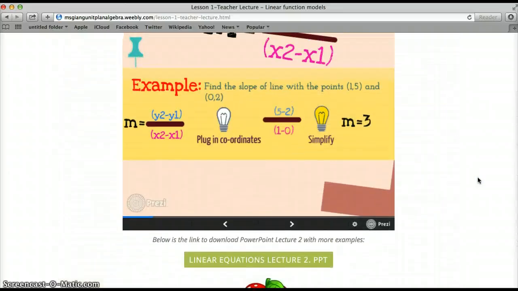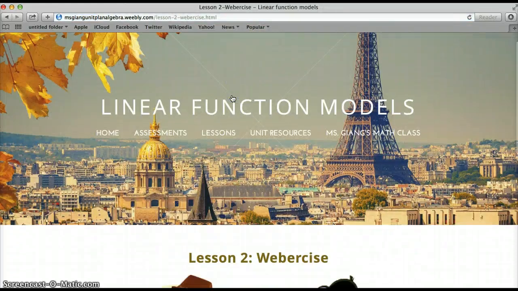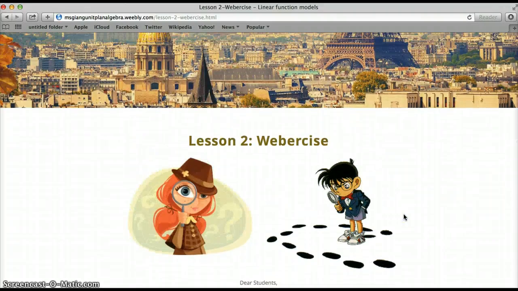Then we will move on to lesson 2, which is the Webstercise. Webstercise is a very fun project. I think it's an online scavenger hunt, and every student would love to play this game because it's like being a detective and finding all the answers. You navigate through the website to find the answers and fill in the blanks in this worksheet. And here's the PDF form, so just click on that, print it out, and start working on it.